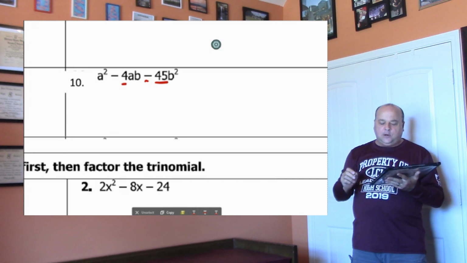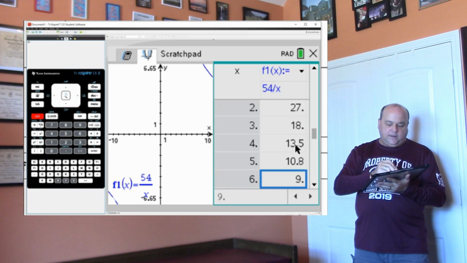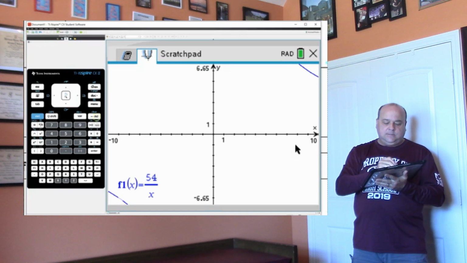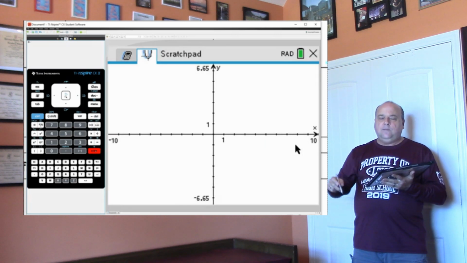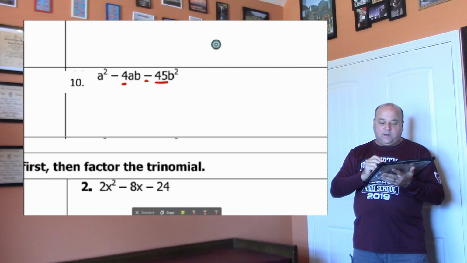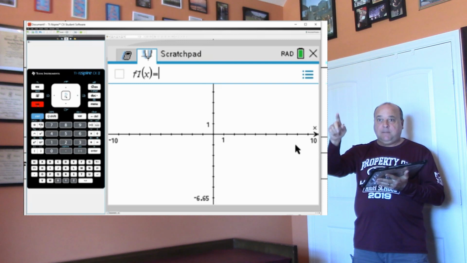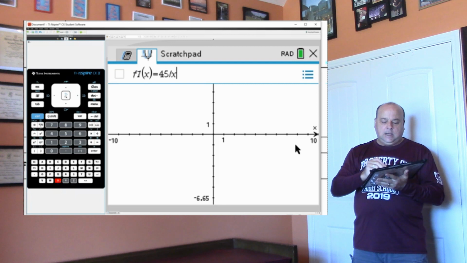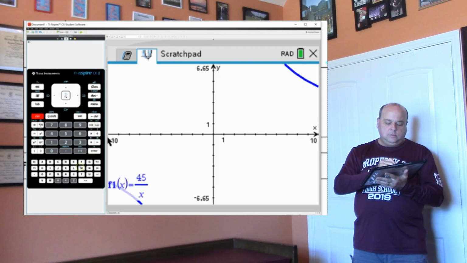I'm going to do the calculator one more time. So get your calculator. You got to hit Control-T to get rid of the table. Then we're going to hit delete 3 times. That's going to get rid of this. Then we have to it's 54 or 45. So 45. Oh, I need to hit tab first. So tab gets me my equation up. Then 45 divided by x. Hit enter. Now then I need Control-T to get my table.